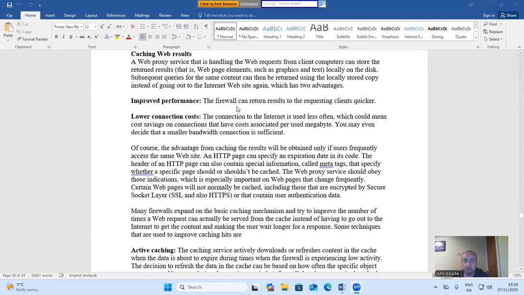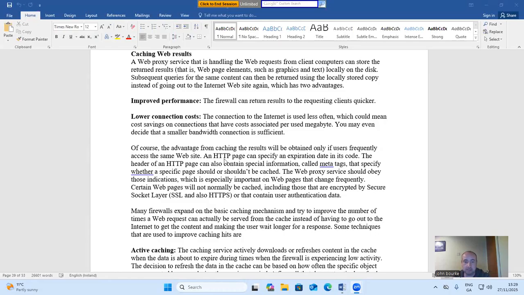Improved performance: the firewall can return results to the requesting clients quicker. Lower connection costs: the connection to the internet is used less often, which could mean cost savings on connections that have costs associated per used megabyte. You may even decide that a smaller bandwidth connection is sufficient. Of course, the advantage from caching the results will be obtained only if users frequently access the same website.